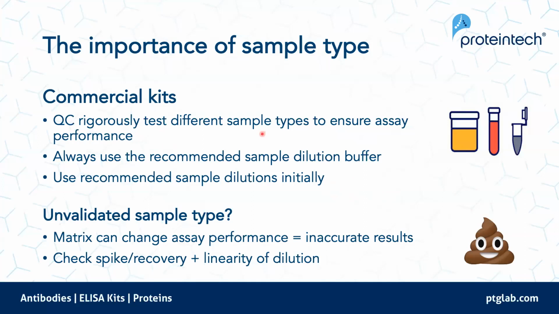So say you purchase an ELISA and it says it's valid for serum, cell lysate, and saliva, but you want to look in fecal matter, hence my funny little emoji here. You're welcome to still purchase the ELISA, but what you might have to do is perform some other experiments yourself, because you want to assess that the matrix has not changed the assay performance, which would then lead to inaccurate results. So you'd want to perform spike and recovery and linearity of dilution.